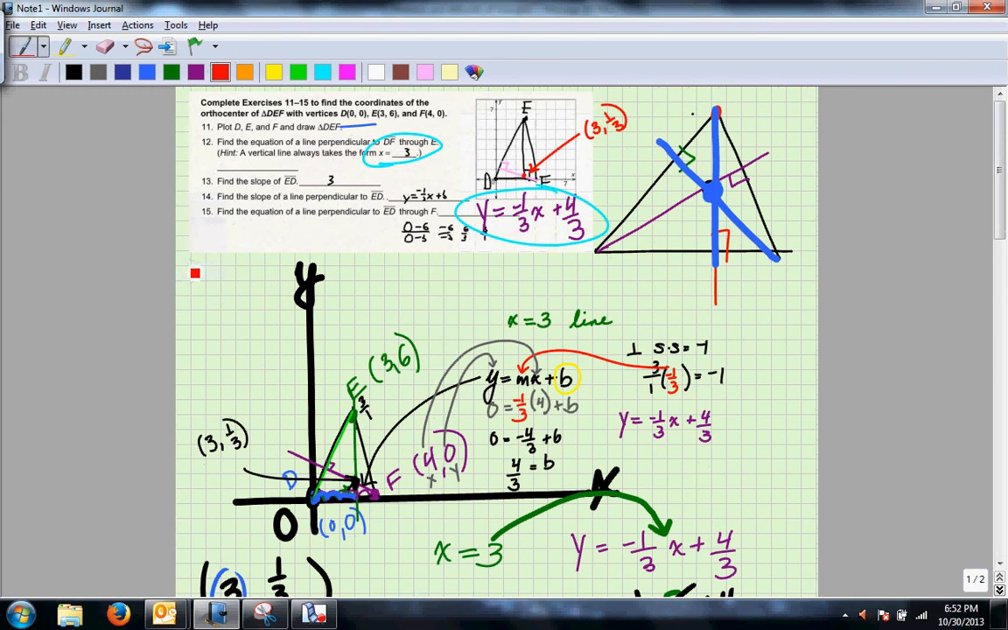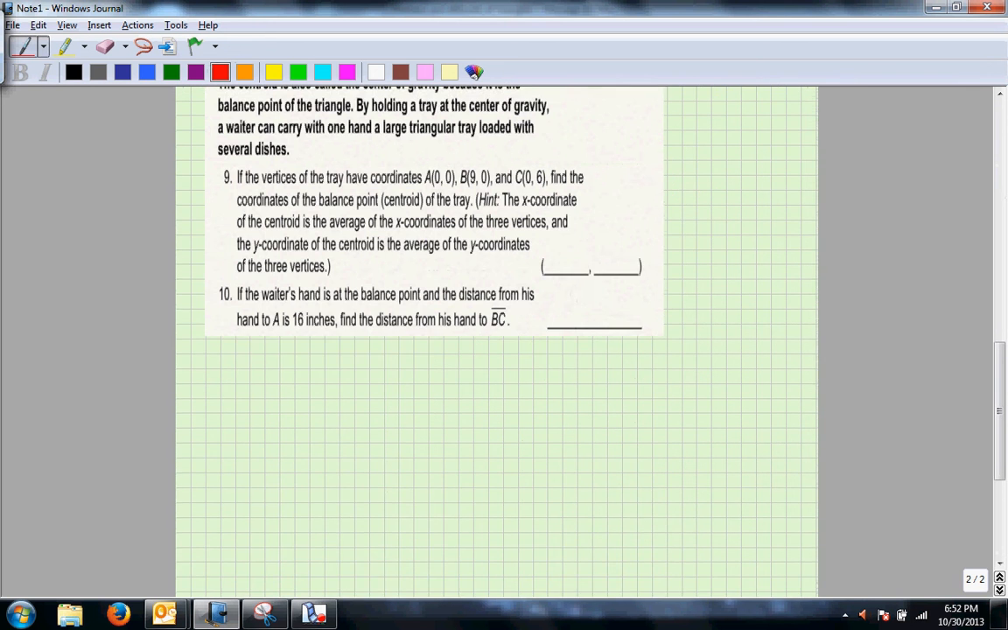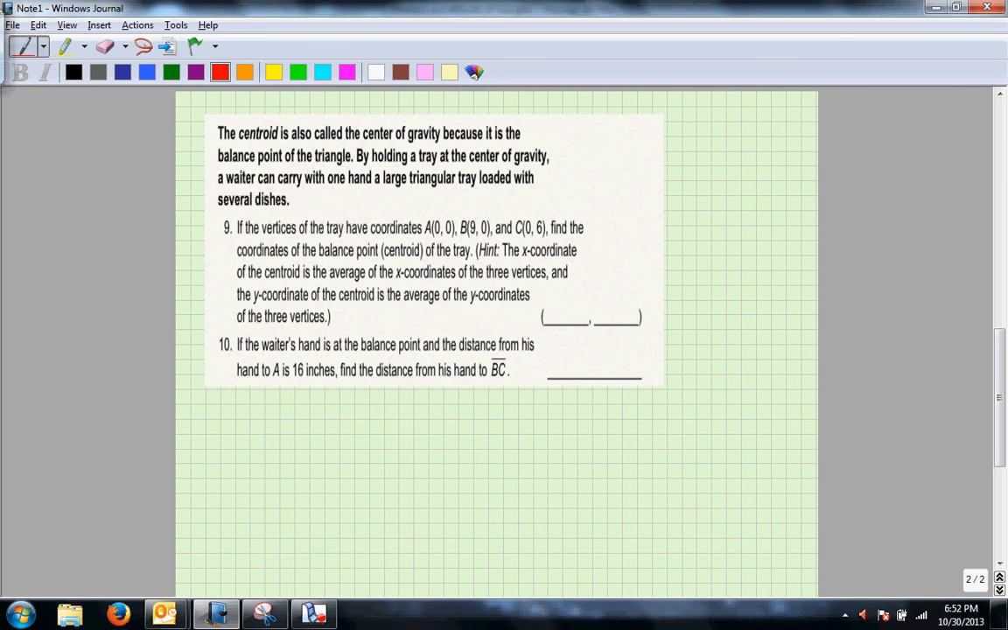I didn't say anything about the beginning problems, but I cut and pasted them here. I'd like to go over that real quick with you.